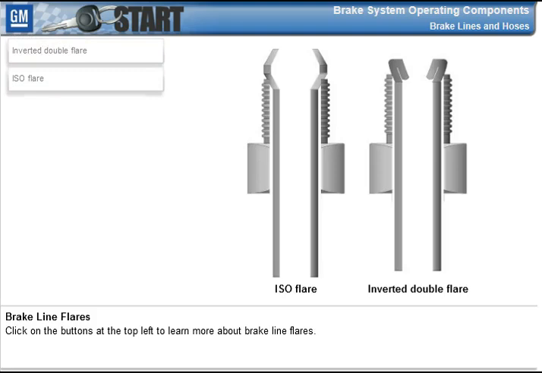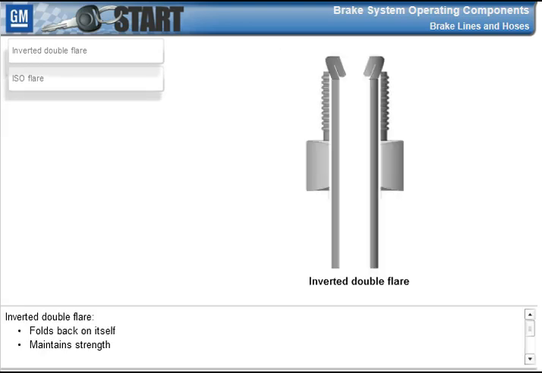Fittings are generally made up of steel or brass. There are two kinds of fittings: inverted double flare and iso flare. Click on the buttons to learn about each. The inverted double flare fitting folds back on itself to maintain strength. There's a 45-degree taper inside the flare.